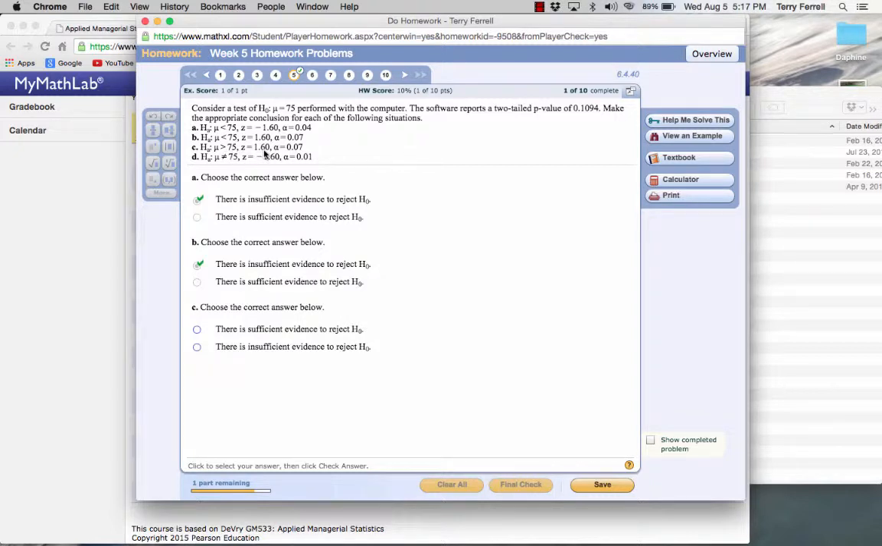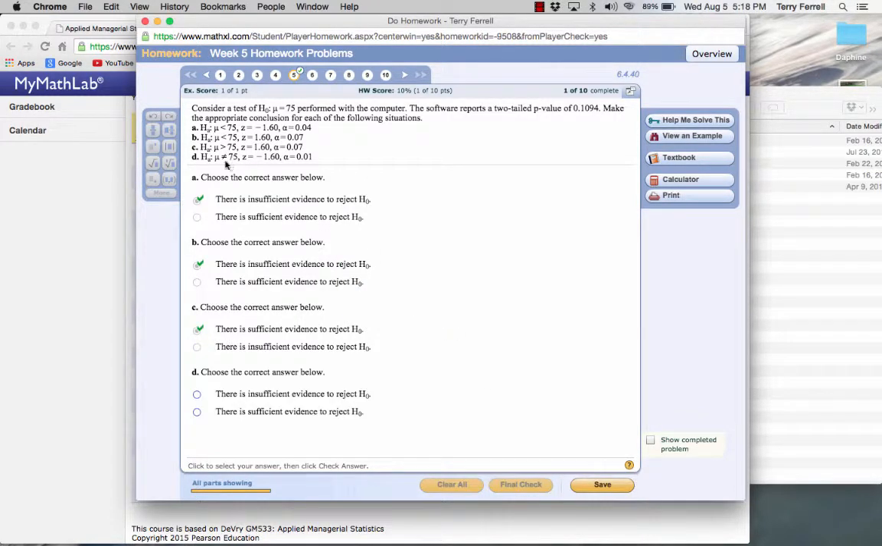Here, mean is greater than 75. That's appropriate, 1.6. Okay, all I've got to do is look at this, divided by 2, 0.05 something, less than alpha. Yes, p is low, the null has to go. So that means we reject our null, and we have sufficient evidence.